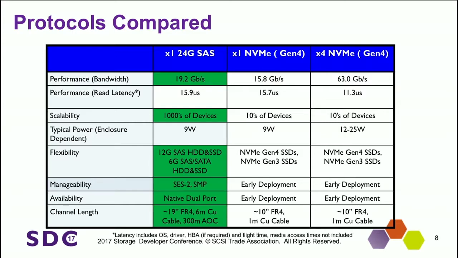Again, flexibility-wise, both of these protocols are backward compatible at least two generations. So 24 gig SAS will also handle 12 and 6. NVMe, again, NVMe drives were never really deployed on Gen 2. You don't see too many of those. So it's really Gen 4 going to Gen 3.